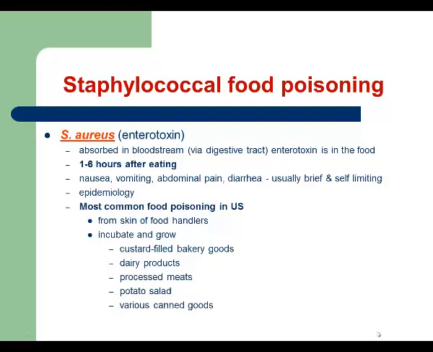Staphylococcal food poisoning is caused by Staphylococcus aureus, which is a gram-positive coccus in clusters. Staphylococcal food poisoning is the #1 food poisoning in the United States. And the causative agent of this infection will be enterotoxin that is produced by Staphylococcus aureus. The source of infection will be contaminated food.